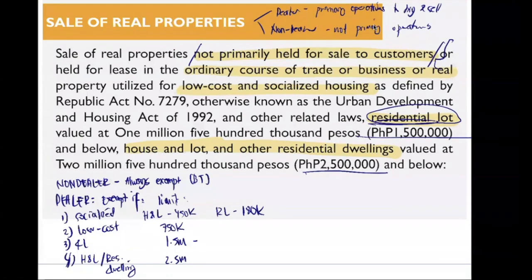However, these 1.5 and 2.5 million values were amended via RR. What is an RR again? Revenue regulation. These amounts were adjusted based on our current purchasing power. So what is now the adjusted value?